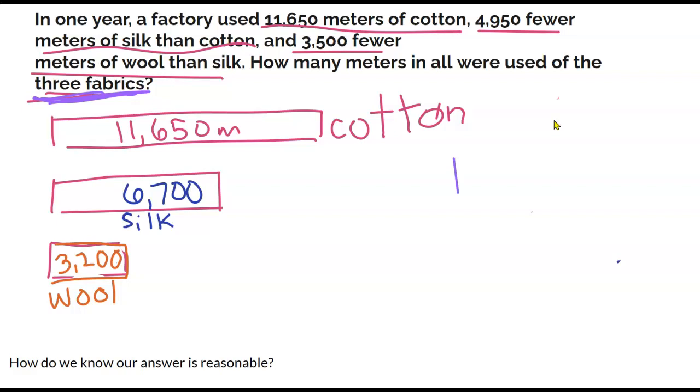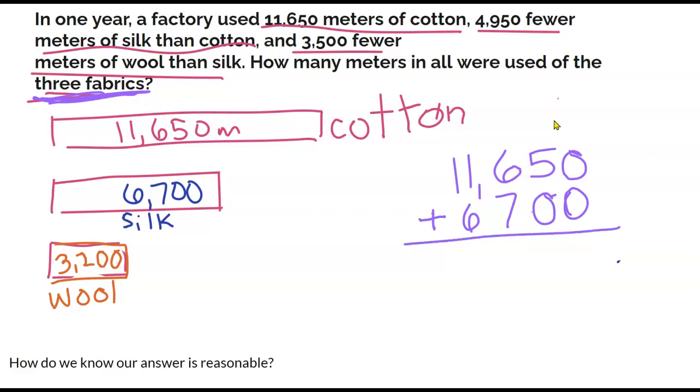So we have 11,650. I'm going to add that to 6,700. I like to add two numbers at a time. So 0 plus 0 ones is 0, 5 tens plus 0 tens is 5, 600s plus 700s is going to be 13. I'm going to take 10 of those hundreds, turn them into 1,000. 1,000 plus 1,000 plus 6,000 is 8,000, and then we have 1 right there.